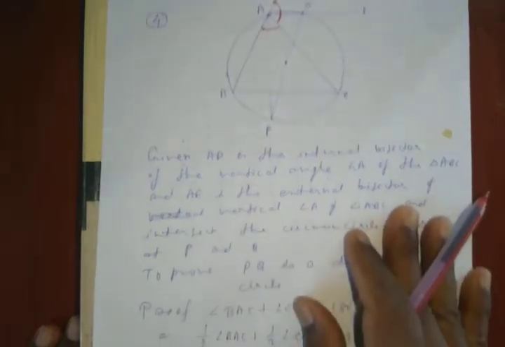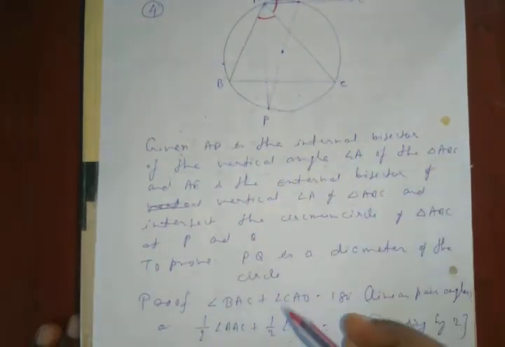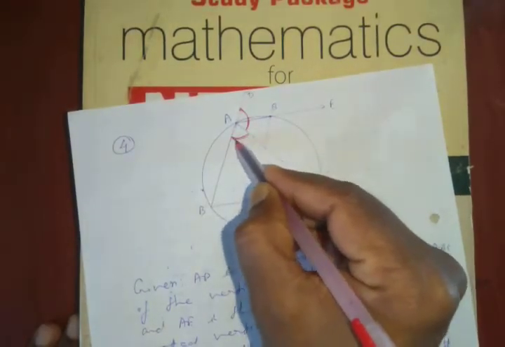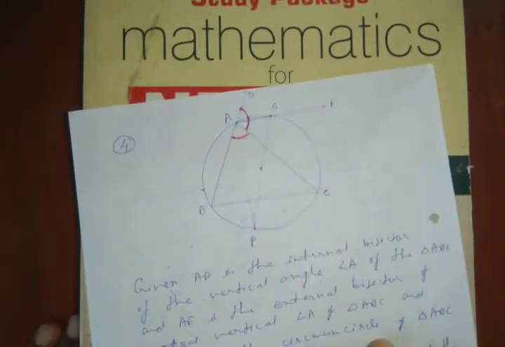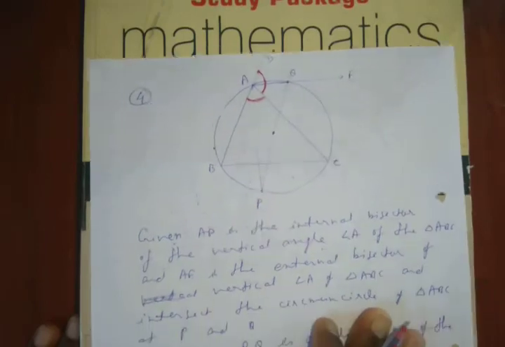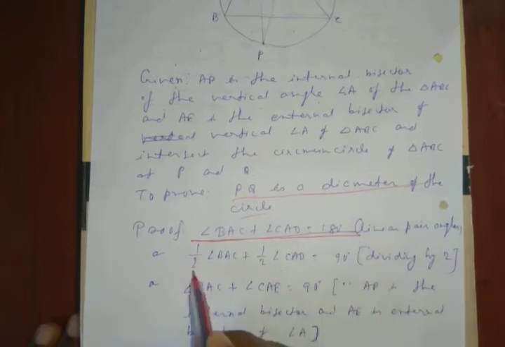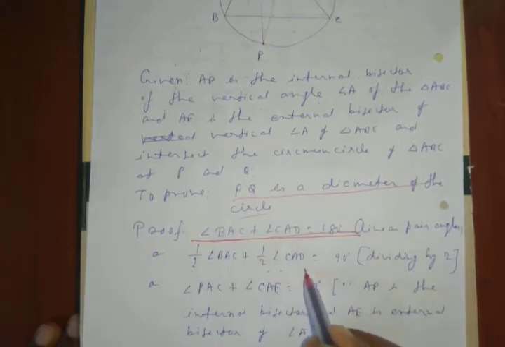So this is the question here, and everything is written: given, and to prove PQ is the diameter of the circle. We will proceed first: this angle plus this angle is equal to 180 degrees, because these two angles are a linear pair. Divide both sides by 2, then we get half angle BAC plus half angle CAD equal to 90 degrees.